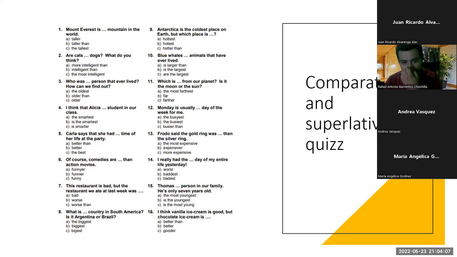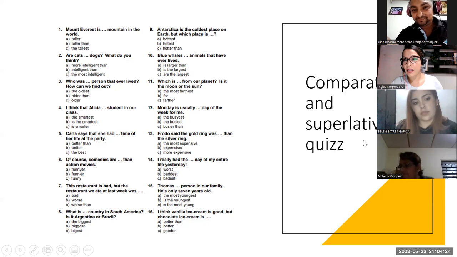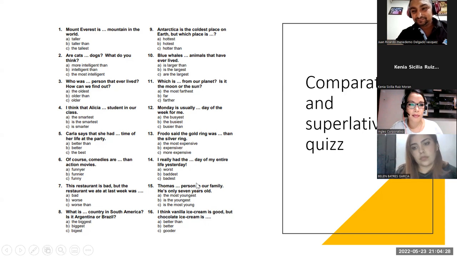Rafael, Juan Rafael, perdón, Rafael y ok, vamos a levantar las manitas para llevar un orden. Está Juan Rafael, give us the number four, Andrea Vasquez, number 5. Maria Angelica, number 6. And Juan Ricardo Menedemo, number 7.